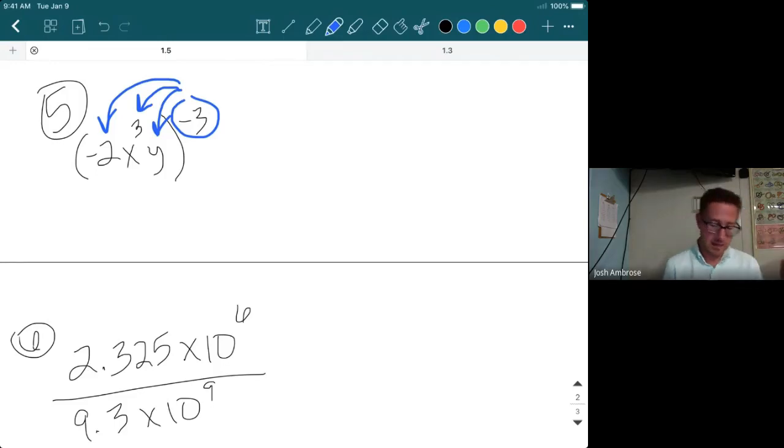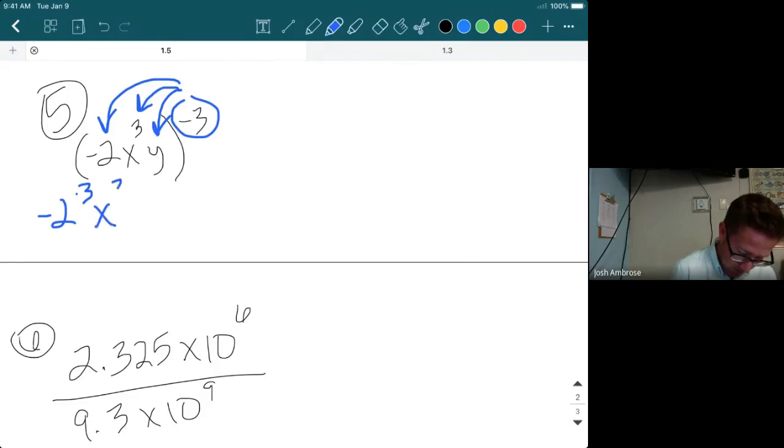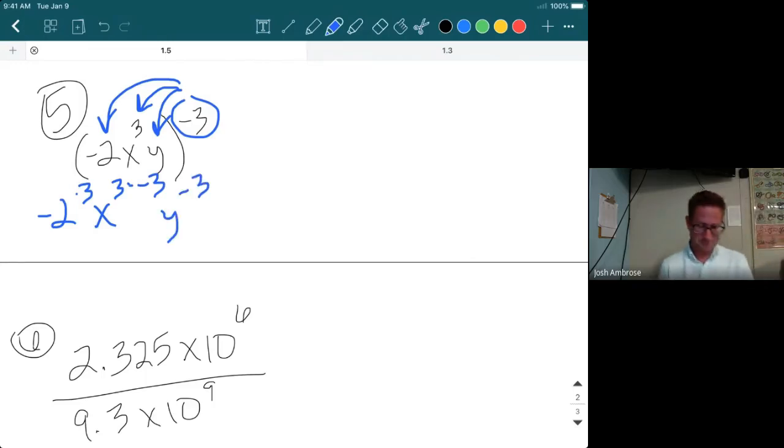So you're looking at a -2 to the -3. You're looking at an x to the 3 times -3, and you're looking at a y to the -3. Now you might wonder, is there a simpler way to do this? Yeah, there actually is. So here's the simplest way to do it.